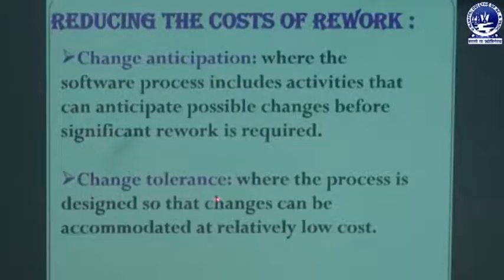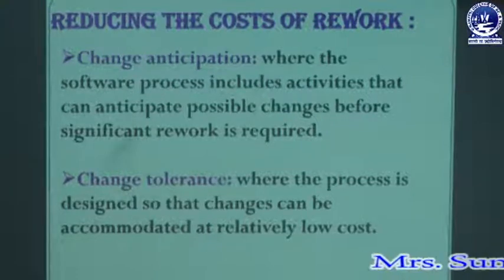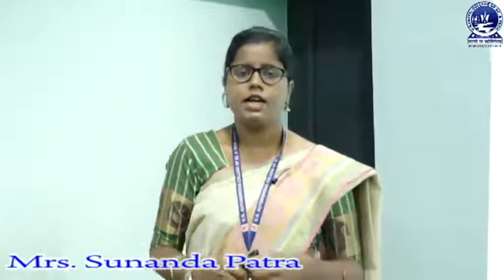And the second thing is the change tolerance. So what actually does tolerance mean? The change tolerance means the process is designed so that changes can be accommodated at relatively low cost. So what is it saying? It's saying that we should make flexible software that can accommodate whatever changes come in the near future.